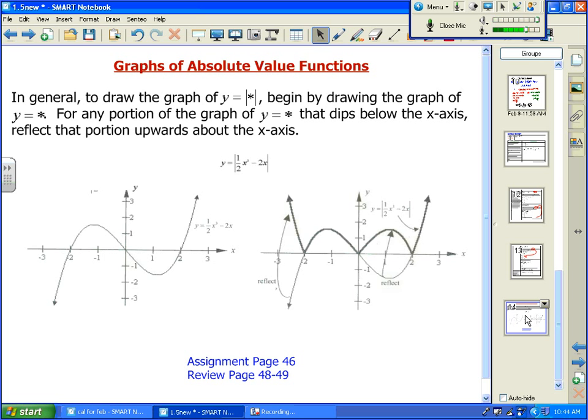So, if you were to graph y equals the absolute value bracket of star, all we simply need to do is sketch the graph y equals star. Just graph the regular function as if there were no brackets there at all. So if I've got this function, 1/2 x cubed minus 2x, I get this shape here.